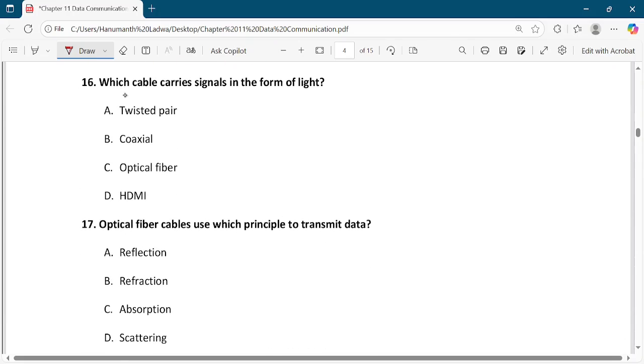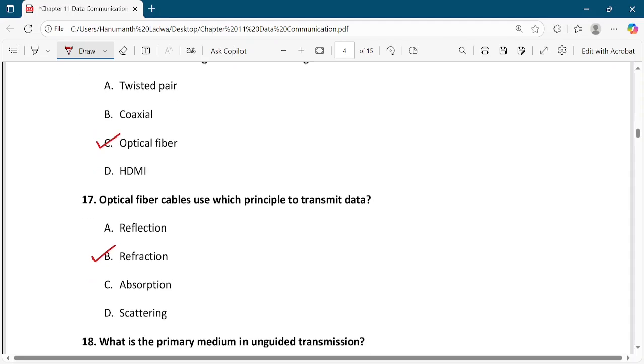Question number 16. Which cable carries signals in the form of light? Option A, twisted pair, B, coaxial, C, optical fiber, D, HDMI. So here option C, optical fiber is the right answer. Question number 17. Optical fiber cables use which principle to transmit data? Option A, reflection, B, refraction, C, absorption, D, scattering. Here option B, refraction is the right answer.